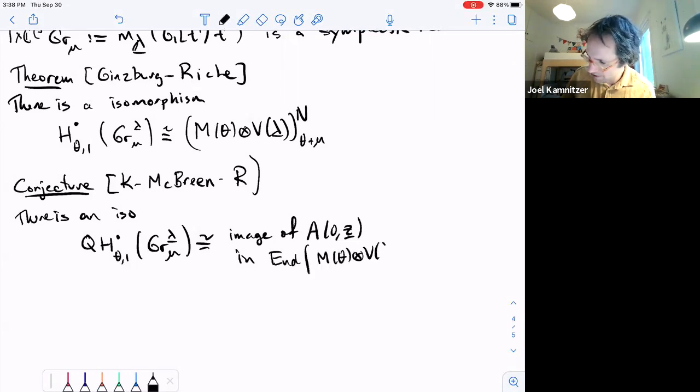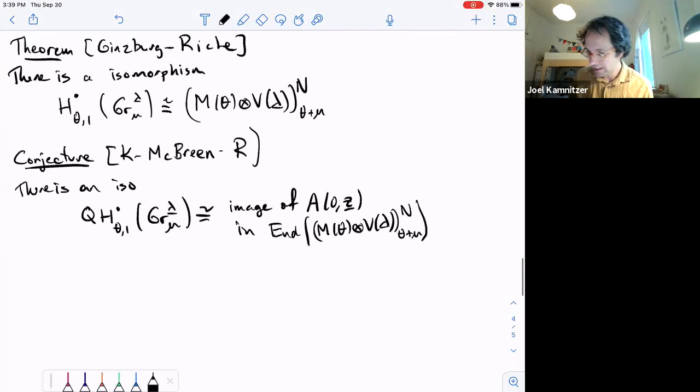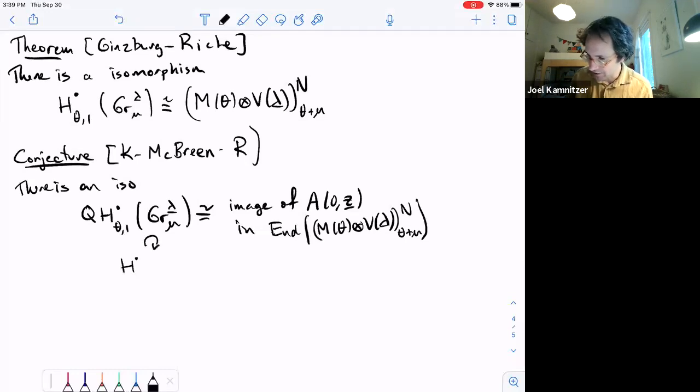On this vector space here, we have this big algebra acting, this Gaudin algebra, and I take its image in the endomorphisms of that vector space. And my claim is that that image is isomorphic to the quantum cohomology, and not just abstractly isomorphic, but isomorphic in such a way compatible with the Ginzburg-Riche isomorphism. So this quantum cohomology acts on the ordinary cohomology, and by definition, this thing acts on the space on the right-hand side of this Ginzburg-Riche isomorphism.